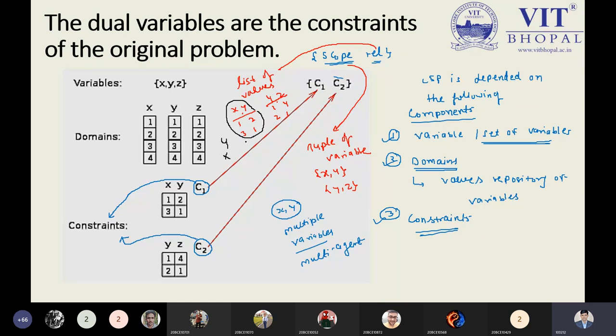Although 4 is a part of the domain that satisfies our X, Y, Z, while defining this constraint I am defining that it is not applicable over here. So how can I take it? Let me take one more example to give you more idea in detail.